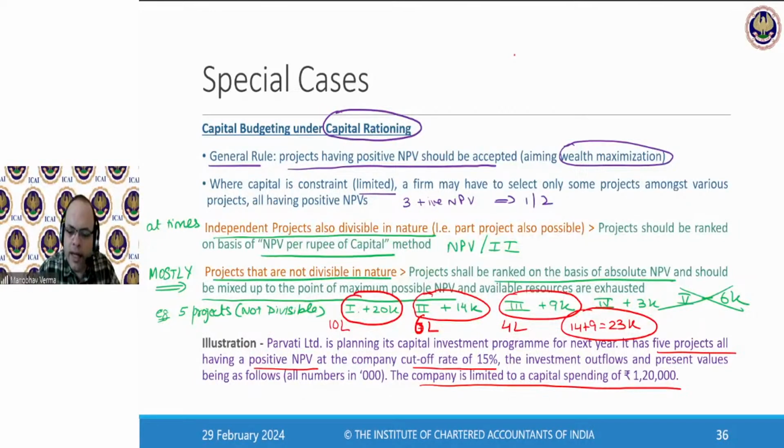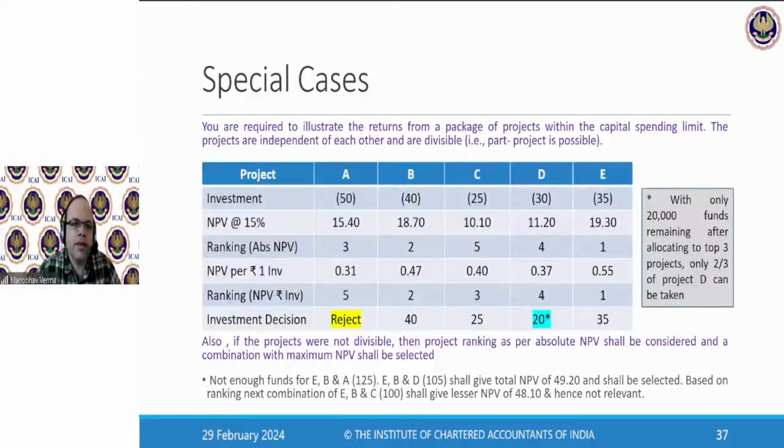So let's have a look at the scenarios here. We have to calculate or illustrate the returns from the projects within the capital spending limits. And we are also saying that the projects are independent of each other and are divisible. The projects are divisible. That means part of the project can be taken here. Very interesting. So we have 5 projects. How much funds do we have? I think we need to mention somewhere 1,20,000, right? So in our pocket, we have 1,20,000, 120K.